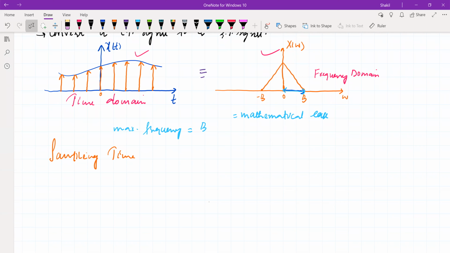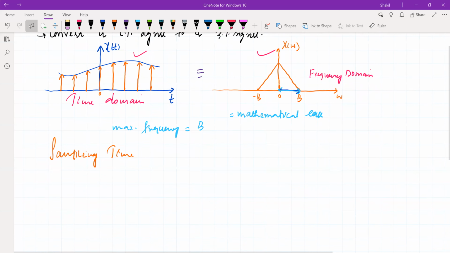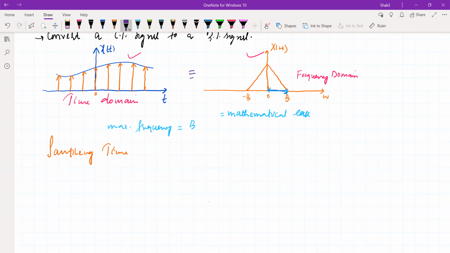How do I perform this operation mathematically? Mathematically I can perform it like this. If I have another signal or sequence, p of t, let's suppose this is my other sequence, and the signal has values like this.